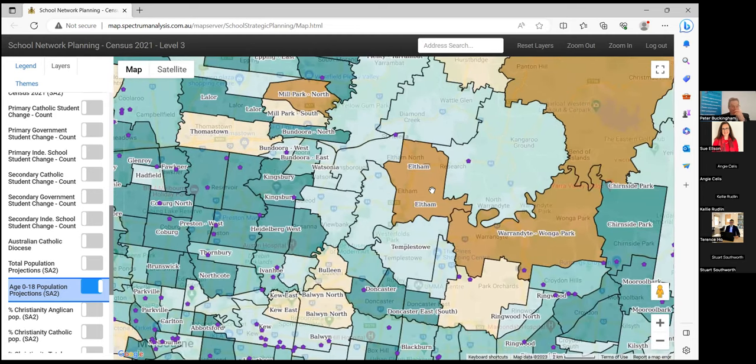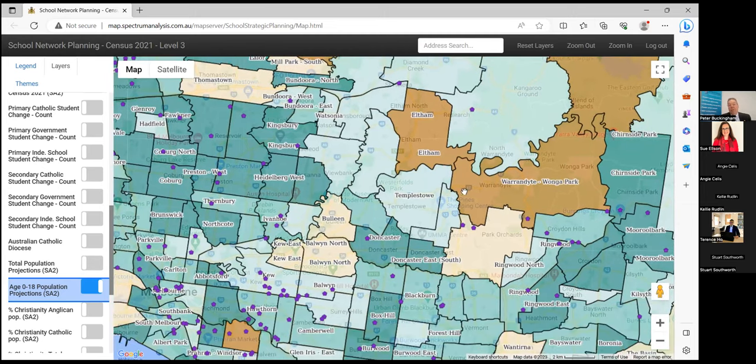Eltham's another problem. Again, because they've been developed years ago, Eltham and even Wonga Park are probably because development is very hard to get approvals. They're not seeing much growth.